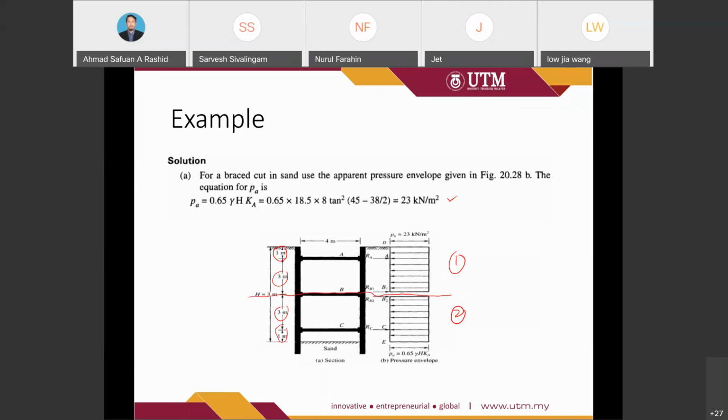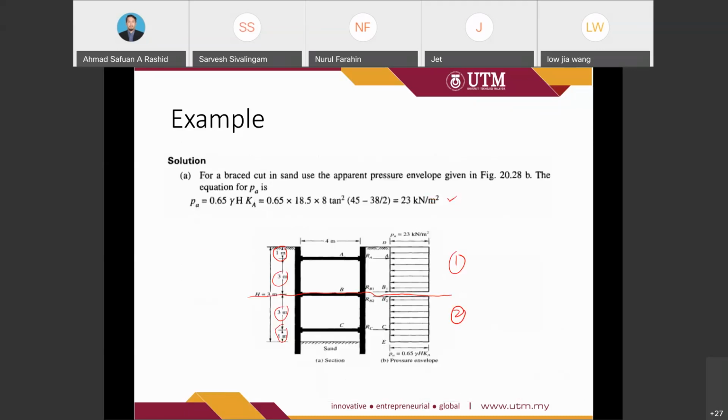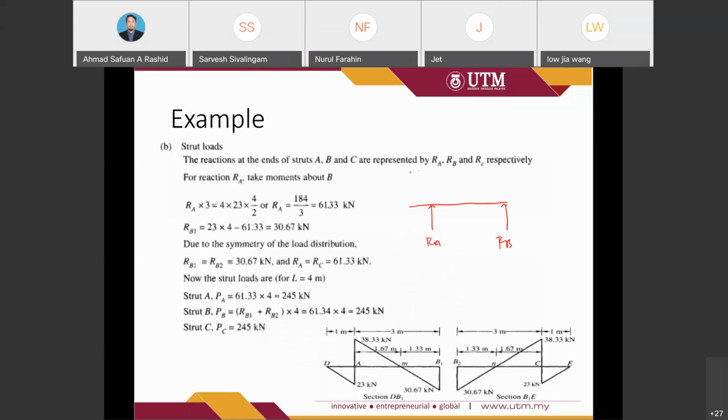So this will be the RA and RB. The distance of this will be 1 meter, this is 3 meter. So this is the reference. We may determine what will be the RA and RB1. RA will be represented as RC later on. RB is equal to RB1 plus RB2.